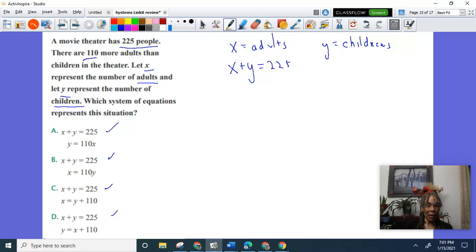Now, there are a lot of adults, so adults are fine, but the children need help, so I'm going to add 110 to the children. X is adults, Y is children, plus 110. Is that one? Well, it's not A. Kill that. And it's not B. Kill that. C, it's C. X equals Y plus 110. And that's it. Word problems.